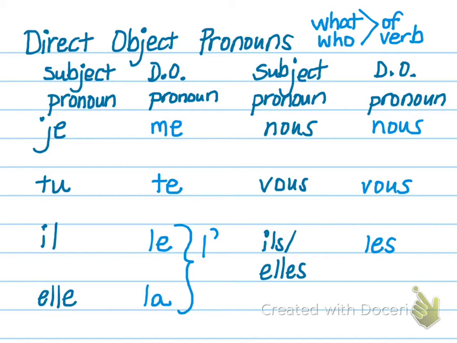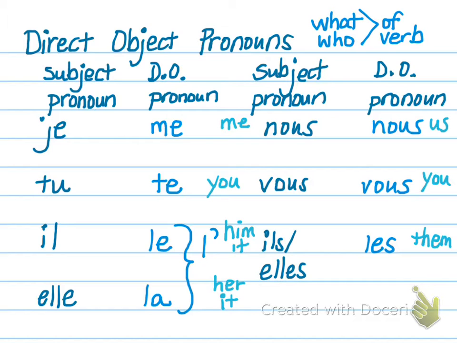What these mean, right? This means me. And this one means you. This is him or it. And her or it. Us, you, them.